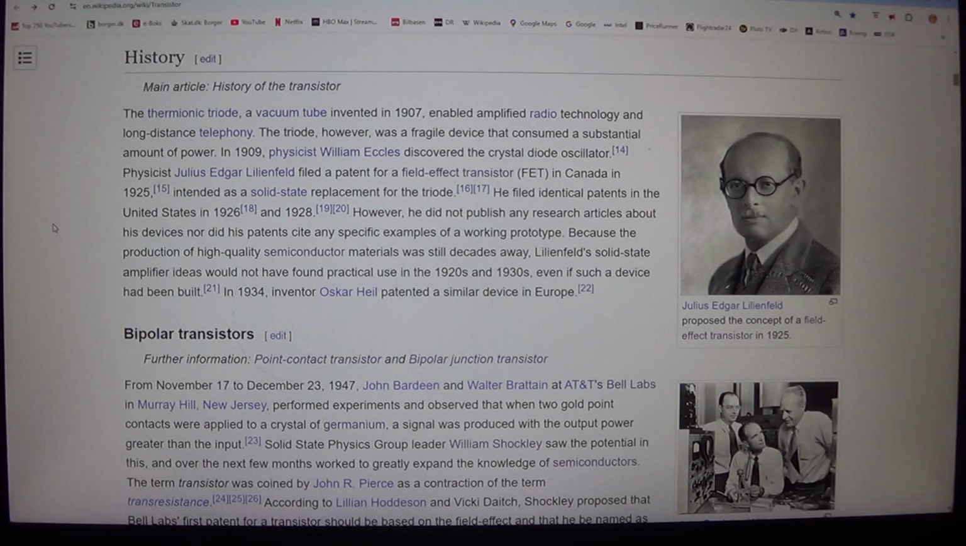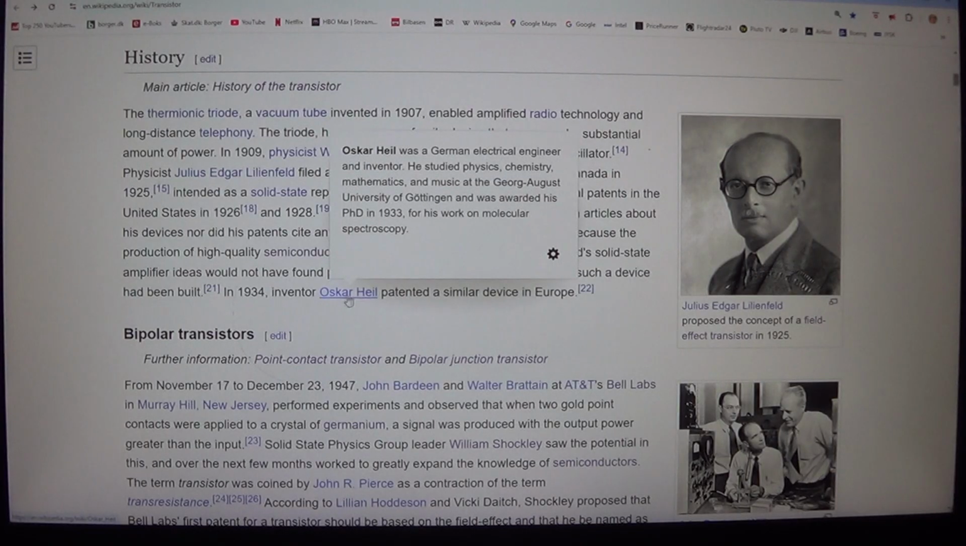However, he did not publish any research articles about his devices, nor did his patents cite any specific examples of a working prototype. Because the production of high-quality semiconductor materials was still decades away, Lilienfeld's solid-state amplifier ideas would not have found practical use in the 1920s and 1930s, even if such a device had been built. In 1934, inventor Oskar Heil patented a similar device in Europe.